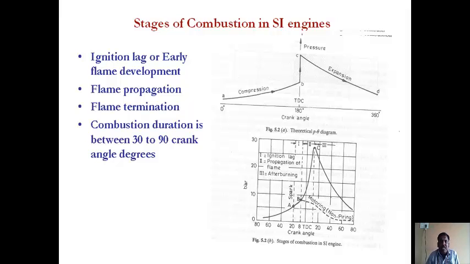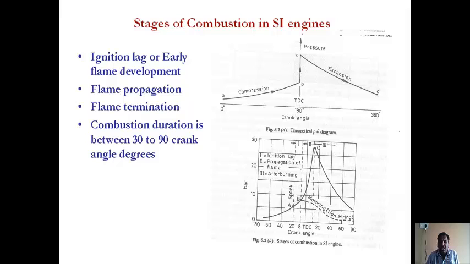And the next topic is stages of combustion in SI engine. Even though this combustion process is a chemical reaction, it can be divided into three different stages, and that can be formulated from the pressure crank angle diagram. The first one is the theoretical pressure crank angle diagram, whereas the second one is the actual pressure crank angle diagram. If you look at the first, the theoretical pressure crank angle diagram, during the compression stroke, the cylinder pressure increases up to the top dead center.